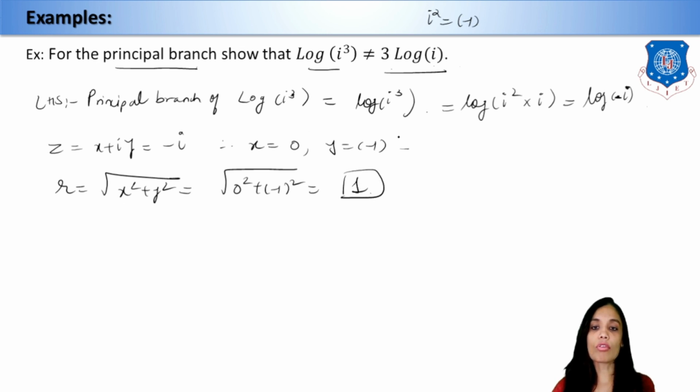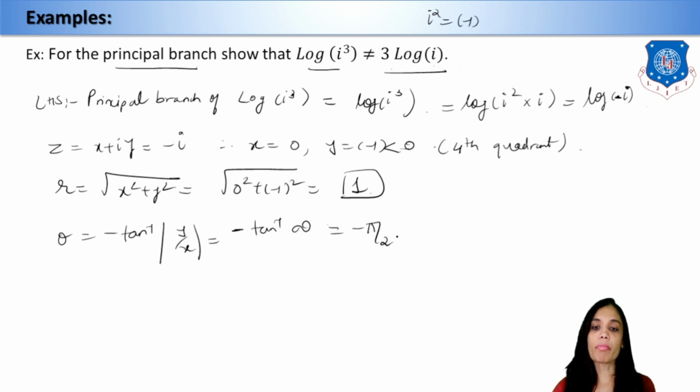Now x is 0 and y is less than 0. So this lies in the fourth quadrant, right? So the value of theta can be obtained using the formula minus tan inverse mod y by x. So it will be minus tan inverse infinity, right? So this will be equal to minus pi by 2.